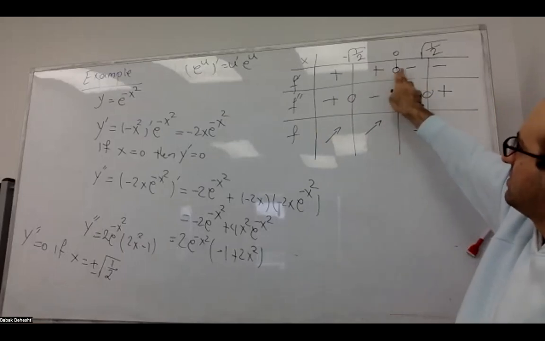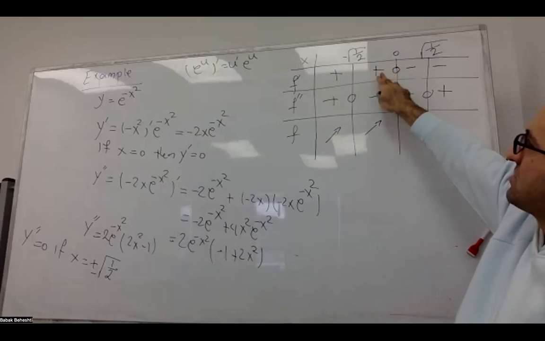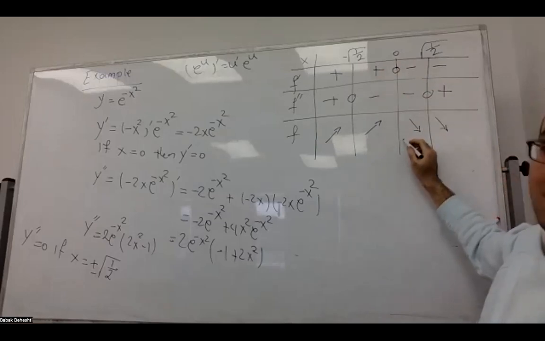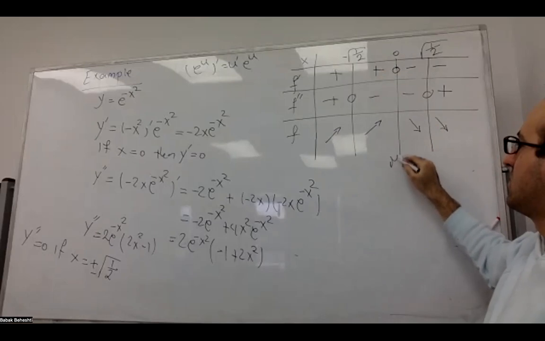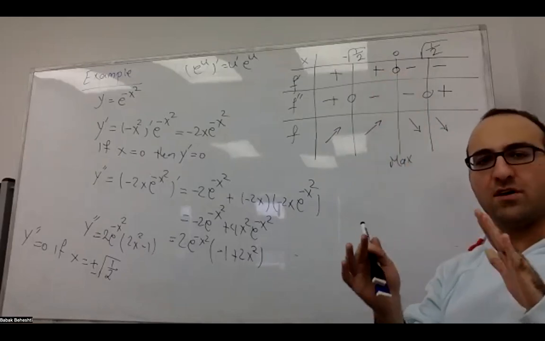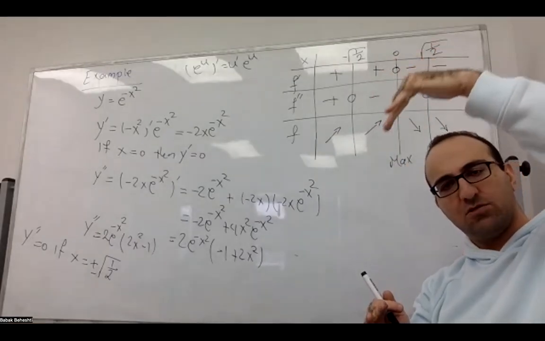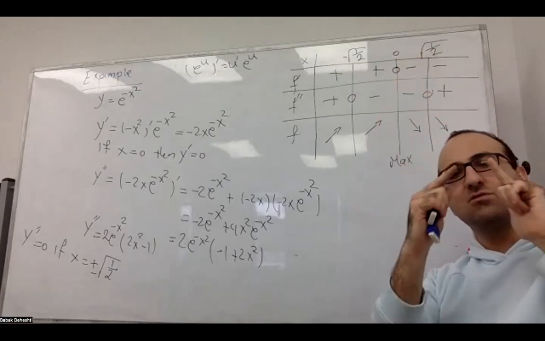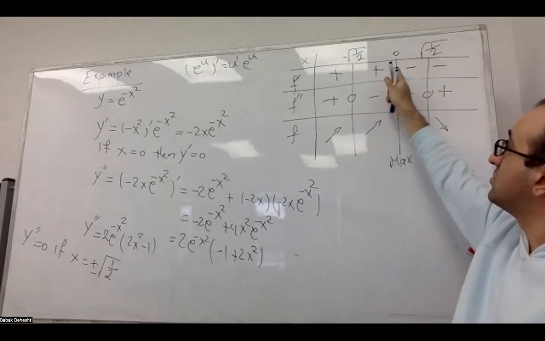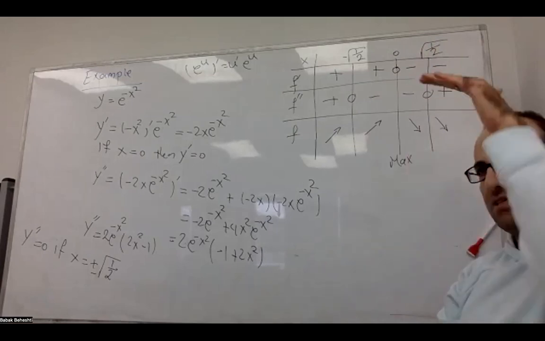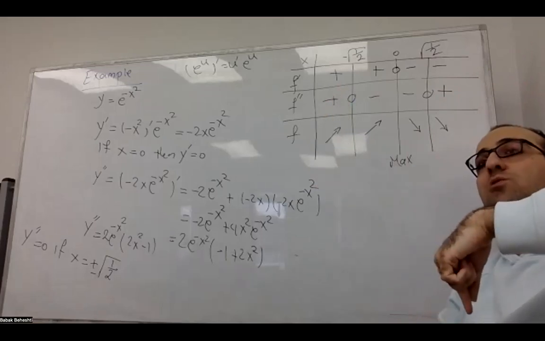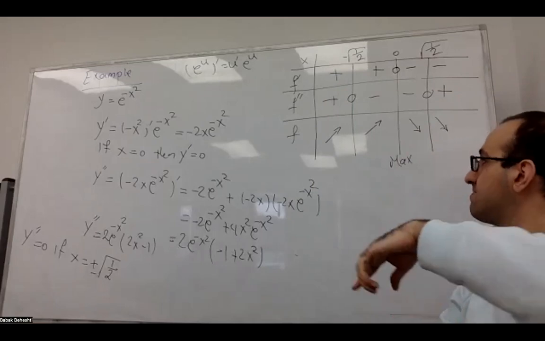Now, when the sign of f prime changes from positive to negative, that point is a maximum, or local maximum. So I just put maximum. It makes sense because before x equal to 0, the function is increasing. After x equal to 0, the function is decreasing. So x equal to 0 is a local maximum because it goes up and then down. But whenever you have decreasing, then increasing, that point would be a local minimum. Okay, so this is the max.